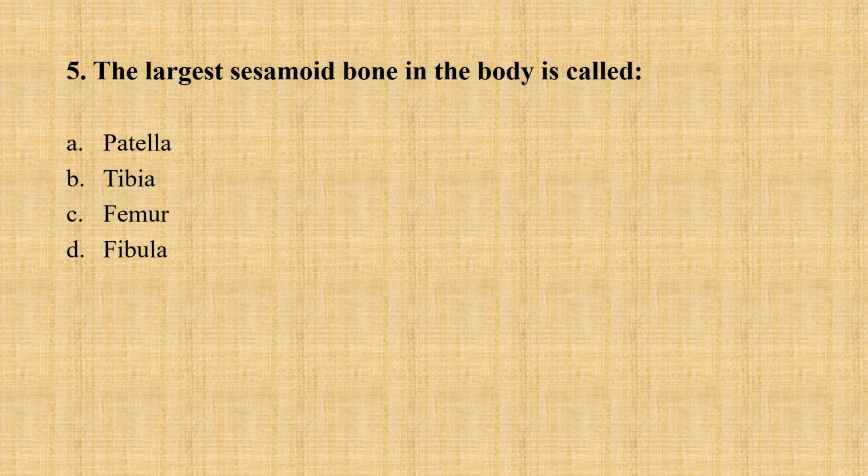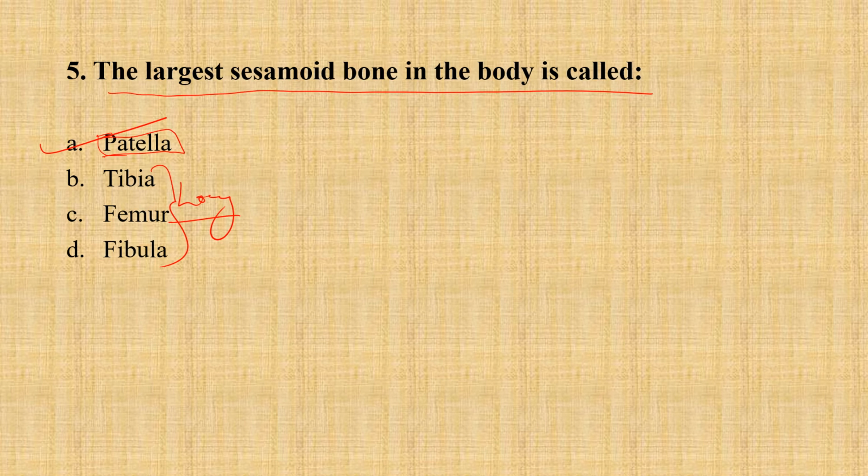Question number 5. The largest sesamoid bone in the body is called option A patella, option B tibia, option C femur, option D fibula. So the correct option here is option A, which is patella. Patella is the type of bone called sesamoid bone, whereas these three fall under the category of long bones.